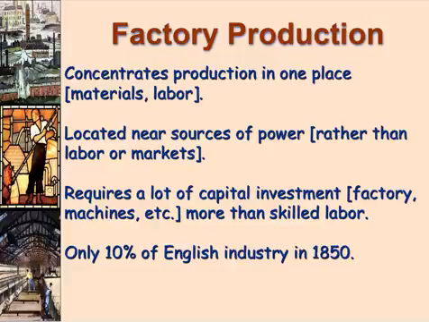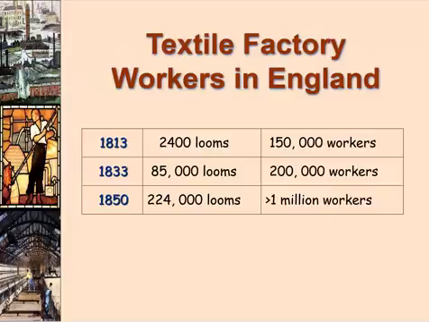So with factory production, production is concentrated in one place, located near sources of power, and it requires a lot of capital investment. And only about 10% of English industry was in factories in 1850. But here you can see textile workers in England as it rises between 1830 and 1850.